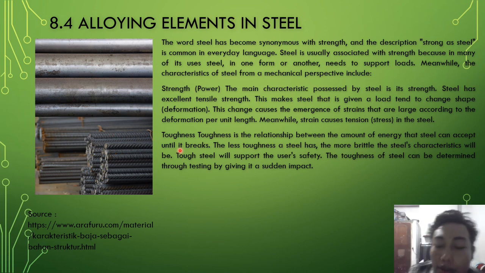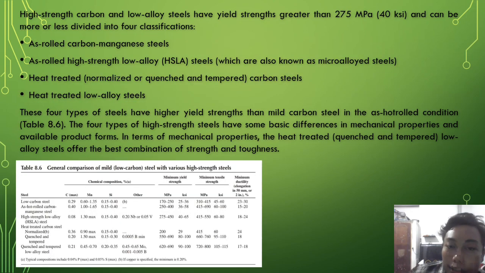The less toughness the steel has, the more brittle the steel will be. Toughness is what steel is supposed to provide for the user's safety, and the toughness of steel can be determined without testing by considering its effect.